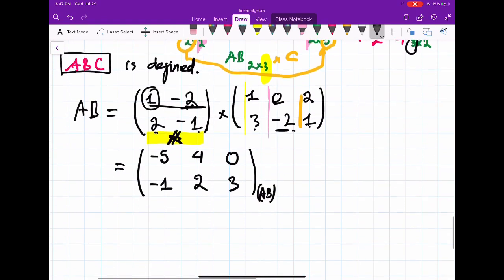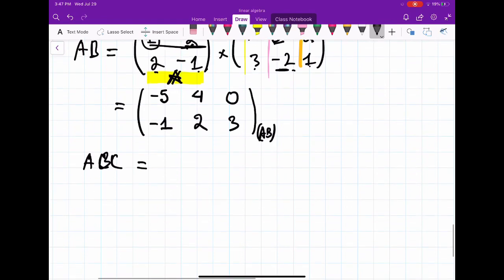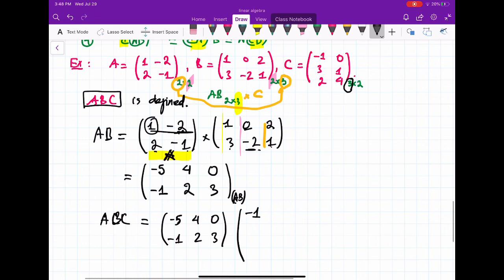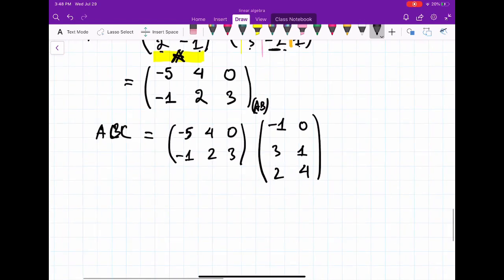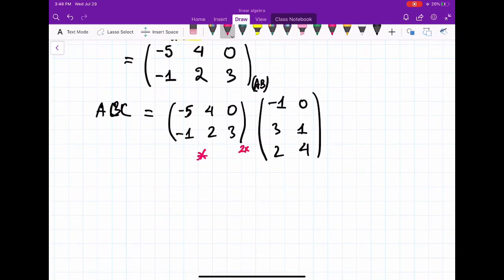Then you can find ABC right now. That is just [-5, 4, 0; -1, 2, 3] multiplied with C, which is [-1, 3; 2, 0; 1, 4]. So you do almost the same thing. You multiply this matrix with each column, and you have what you need. This is 2 by 3. That is 3 by 2. So in the result, you have a 2 by 2 matrix.